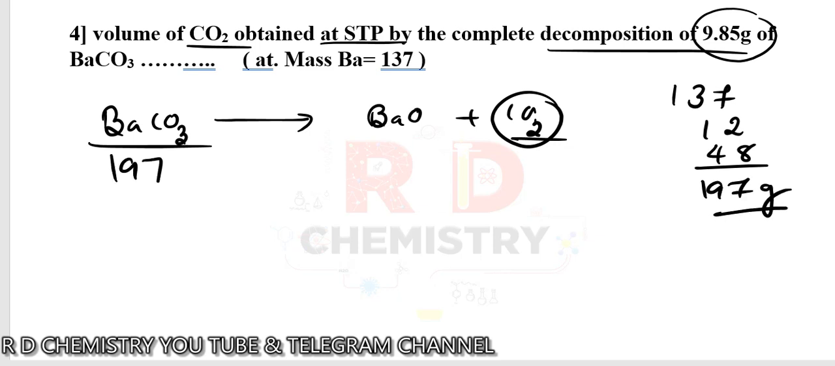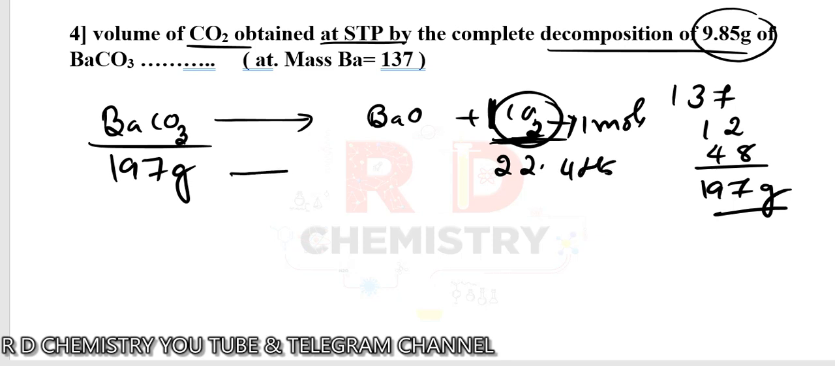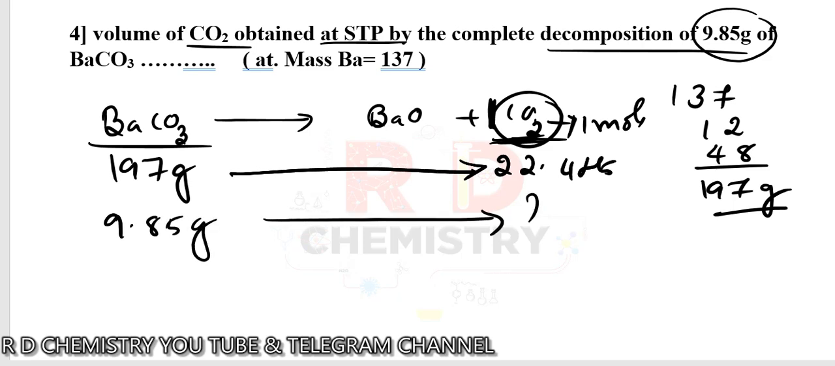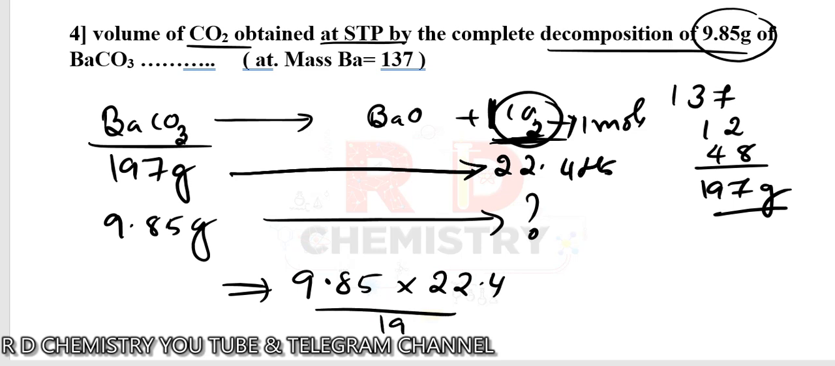So the total will be 197 grams per mole. So if I take 197 grams of barium carbonate, it will give 1 mole of carbon dioxide. But we are interested in the volume of carbon dioxide. 1 mole of carbon dioxide occupies 22.4 liters at STP. So we connect mass to liters. The given 9.85 grams of barium carbonate will produce how many liters of carbon dioxide? We cross multiply: 9.85 into 22.4 divided by 197, which is approximately 1.12 liters. Hope this is clear to you.